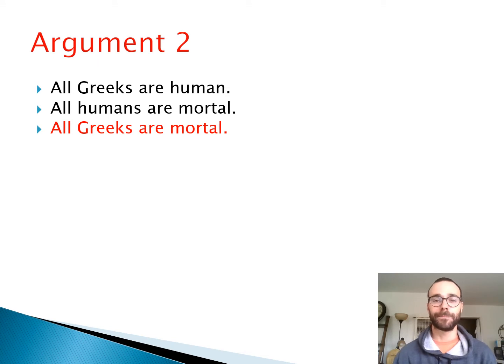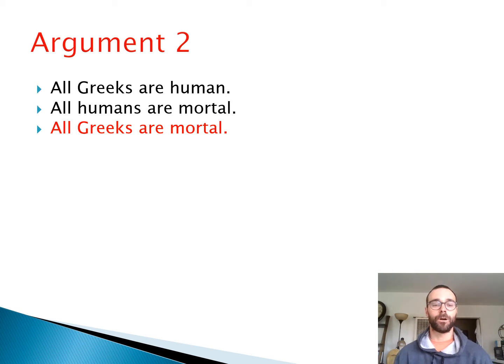All right, argument 2. Again, pause your video, try and work this one out. 4 steps: assign letters, rewrite the argument in standard form, draw the Venn diagram, determine whether or not the argument as a whole is valid. Pause the video now and please work it out for yourself.